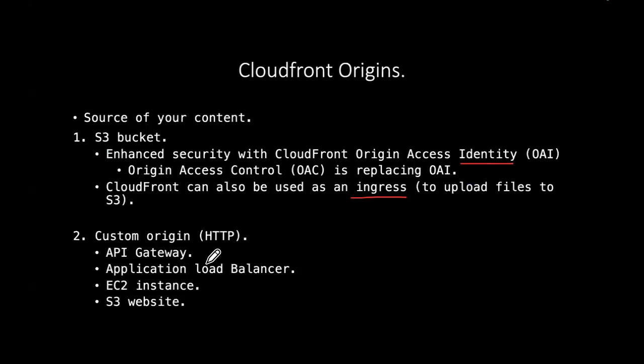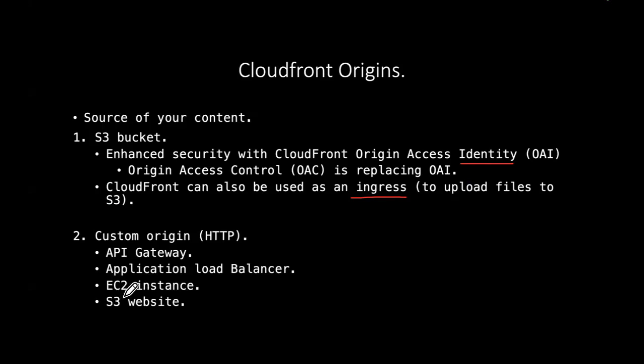Similarly, an application load balancer could be an origin. Even an EC2 instance, you can imagine an EC2 instance that's actually hosting a website. You might have a web server running inside an EC2 instance. Would probably be old school, but still. And you want to stick a CDN in front of your EC2 instance, then you can connect them up.